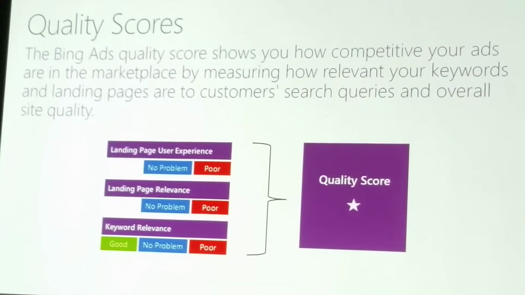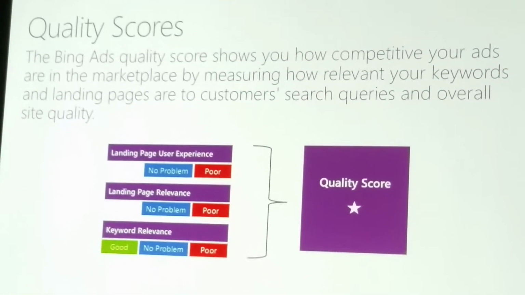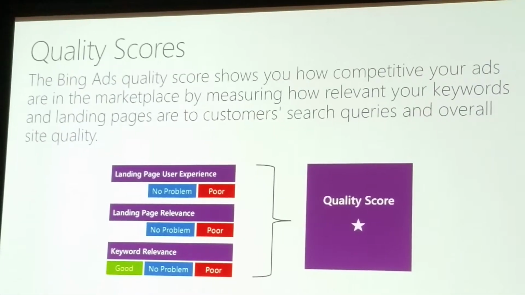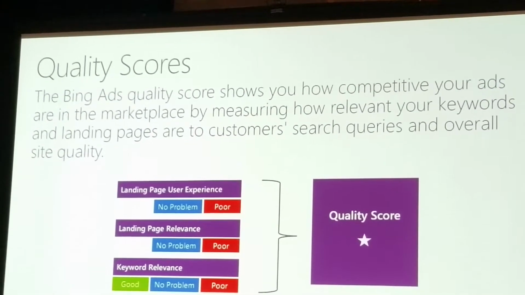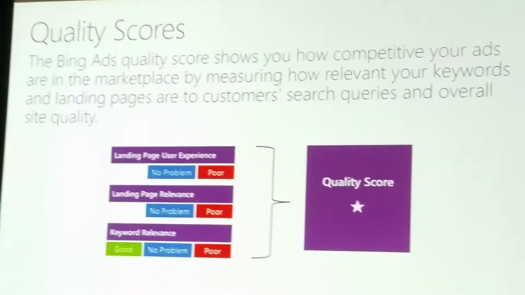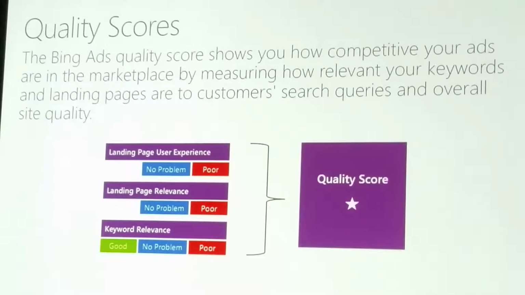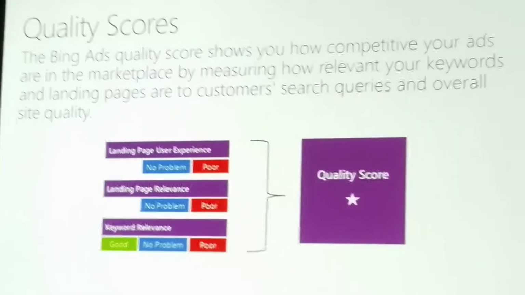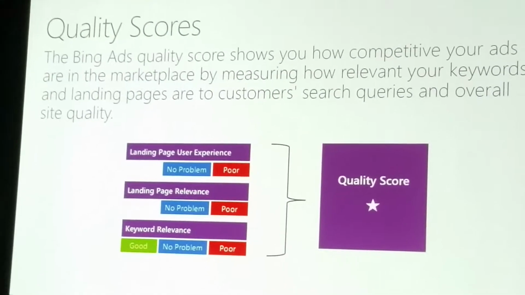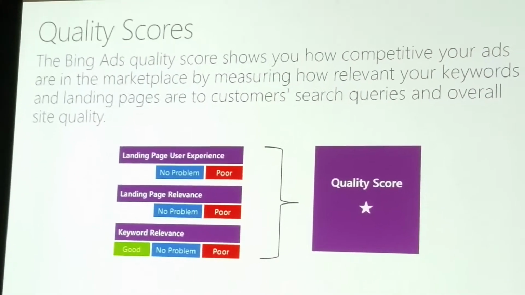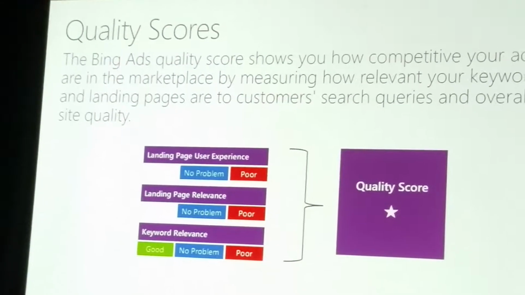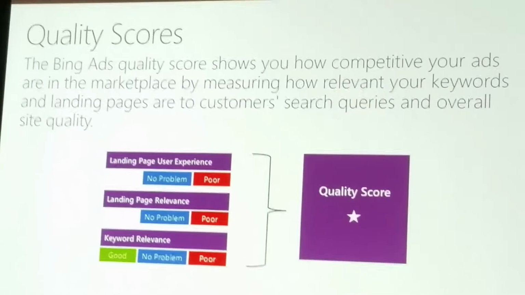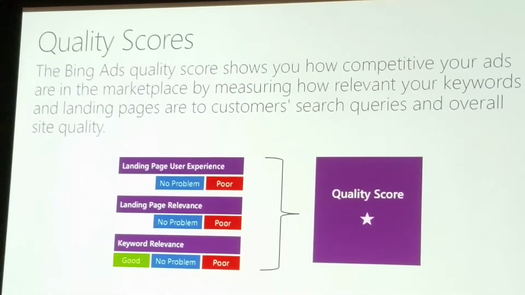This is one of the things that really sets us apart from Google: how we do our quality scores. We've based our entire Yahoo Bing search network around being a decision engine and not necessarily a quote-unquote search engine. So relevancy as far as keywords and landing pages is really the crux of how we build our quality scores, which is slightly different than how Google does it. The three main components of how the Yahoo Bing network decides the quality score are landing page user experience, landing page relevance, and keyword relevance.